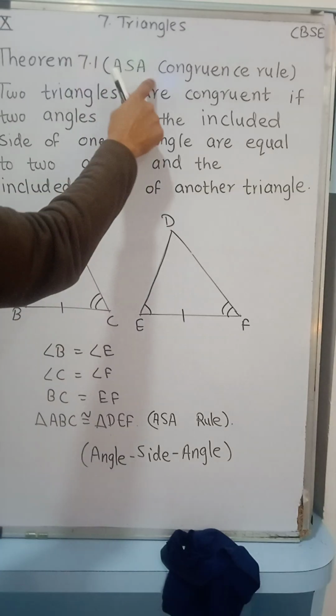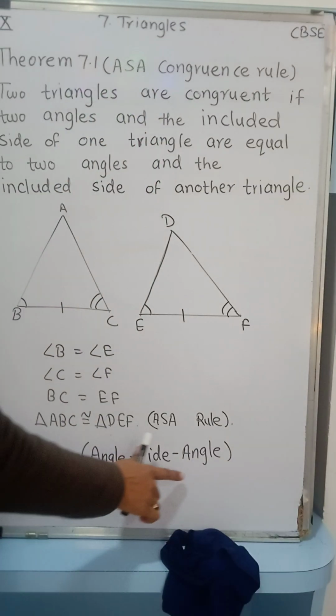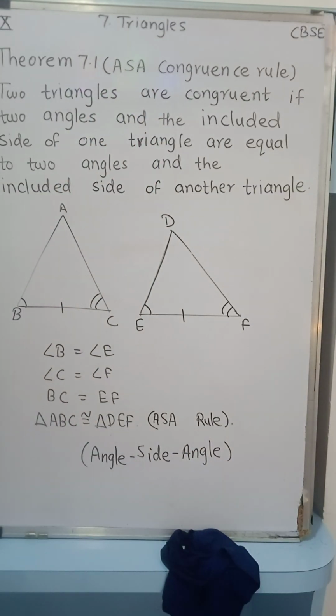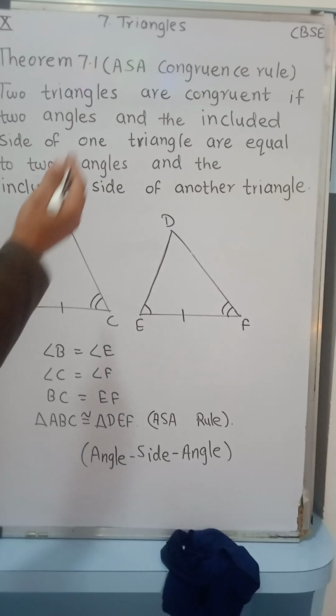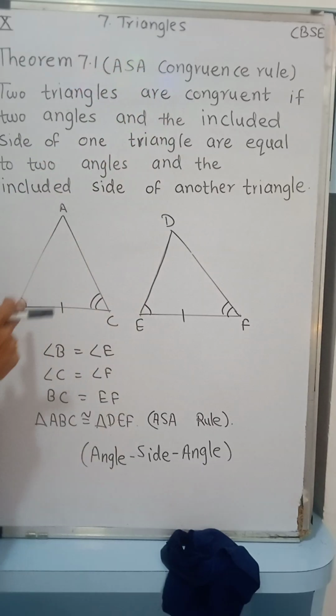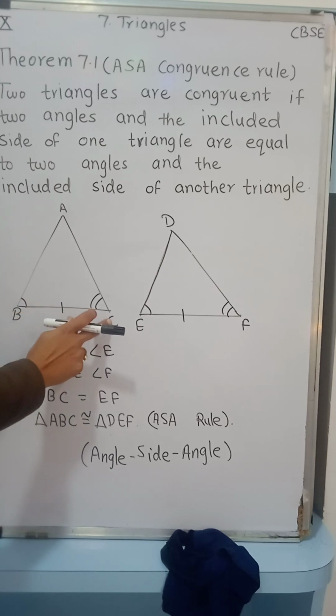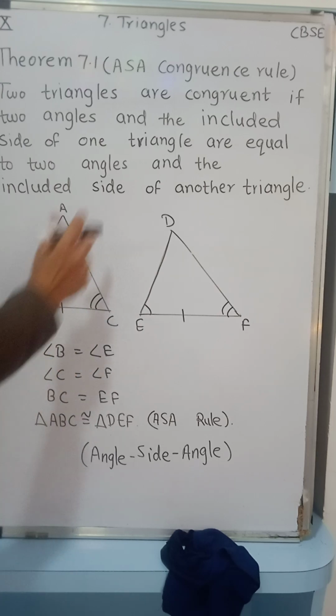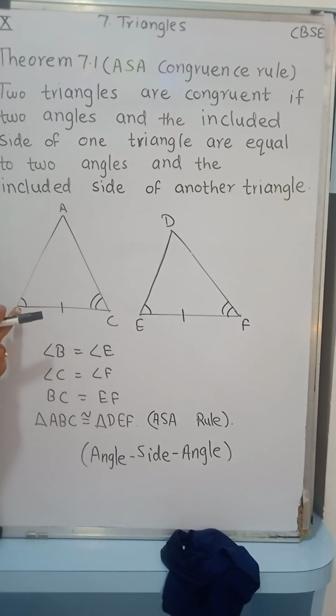What is meant by ASA? That is the Angle Side Angle rule. So what is the Angle Side Angle rule? Understand this: this is angle, side, angle. The side is between the angles, so it will be considered as between the two angles. Okay, let's read the rule.